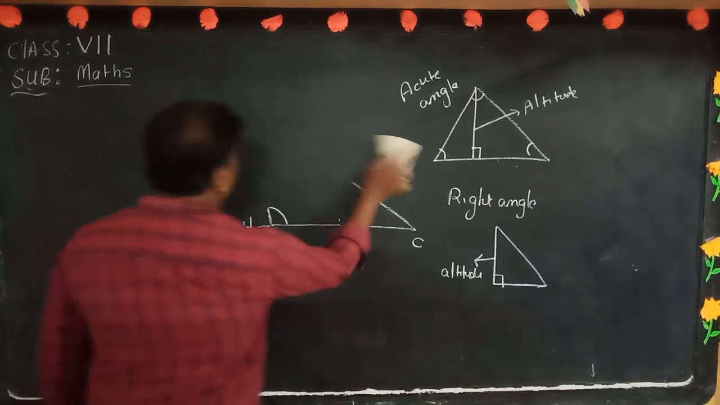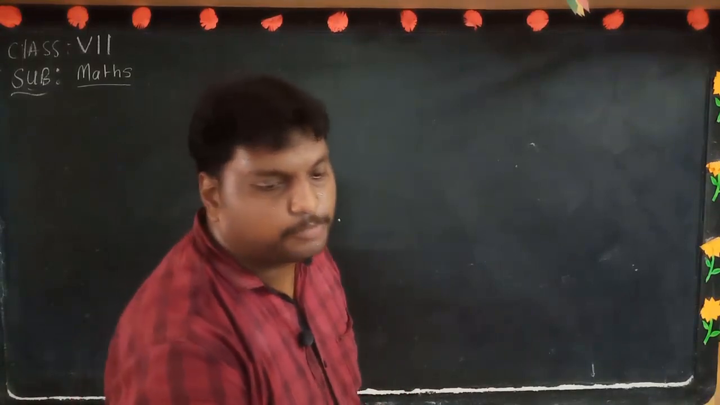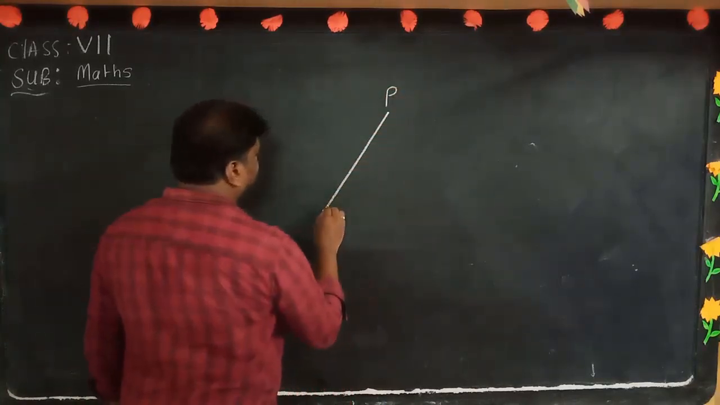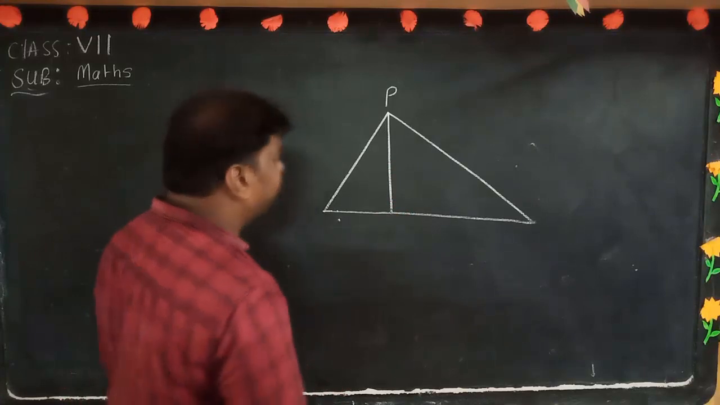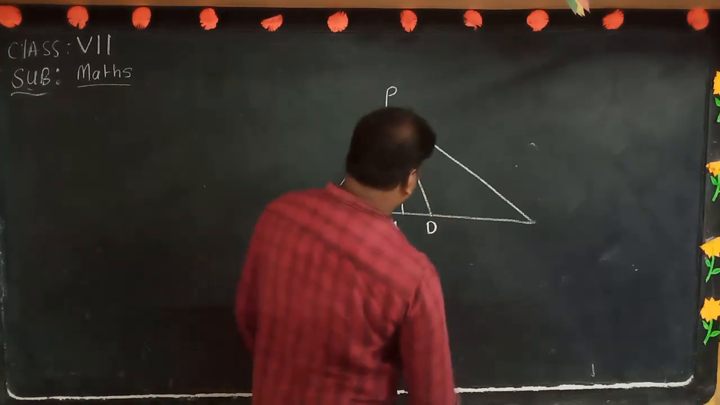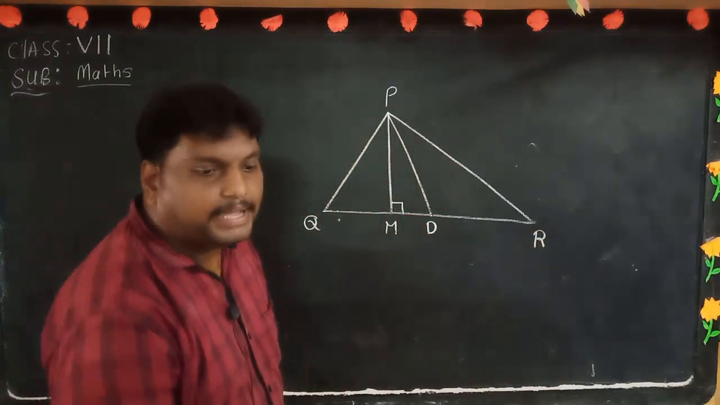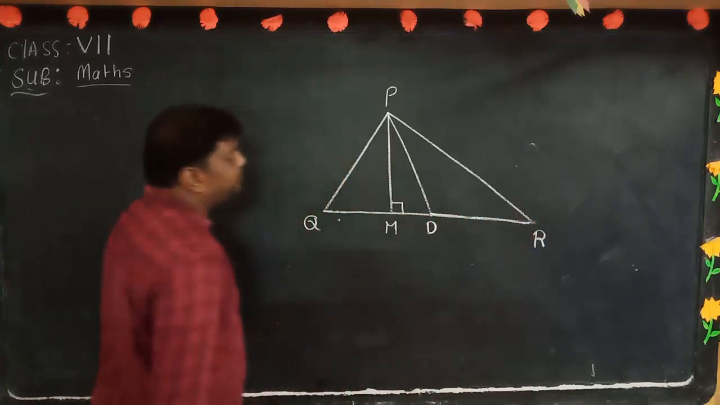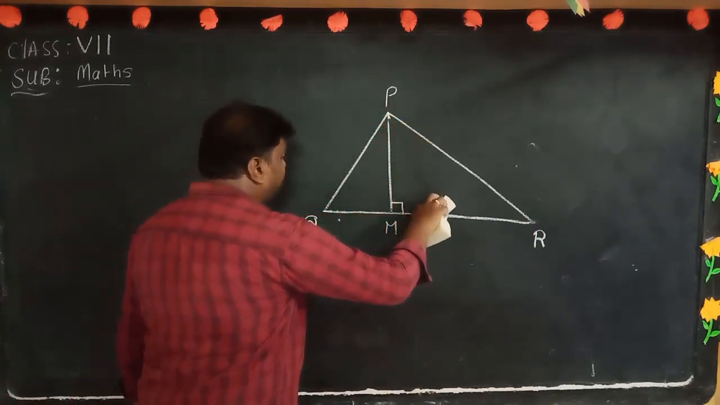Okay. Now we'll check some problems from the textbook. Here one figure is given, PQR, and one perpendicular length is given. This is the first figure from the textbook. In triangle PQR, D is the midpoint of QR. Then just observe, we'll change some lengths. Why? Because D is the midpoint of QR.